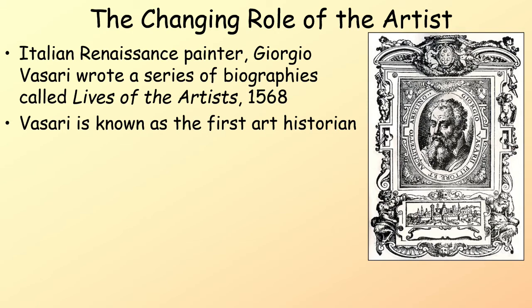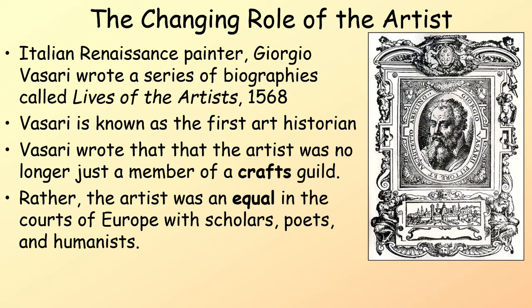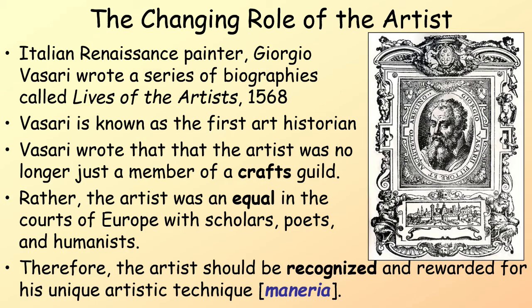The Italian Renaissance painter Giorgio Vasari wrote a series of biographies called The Lives of the Artists, 1568. Vasari is known as the first art historian. He wrote that the artist was no longer just a member of a crafts guild, no longer a craftsman. Rather, the artist had elevated himself and was now an equal in the courts of Europe with scholars, poets, and humanists. Therefore, the artist should be recognized and rewarded for his unique artistic technique. The Italian word for that was maniera. See, now you're getting to Mannerism.